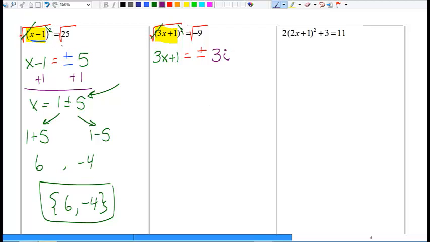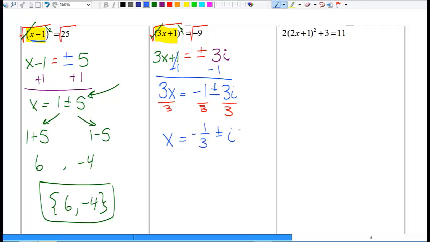Now, on the first problem we had a positive square root of 25, which came out to plus or minus 5, no i's. But on this problem, because 9 was negative, we had to take the i part. So I'm going to solve for x by subtracting 1 from both sides. I get 3x equals, don't try to add those two, negative 1 plus or minus 3i. You can't combine a real number and an imaginary number. They just have to be next to each other in a complex number. And then I'm going to divide everything by 3. So my solution is x is equal to negative 1/3 plus or minus i.